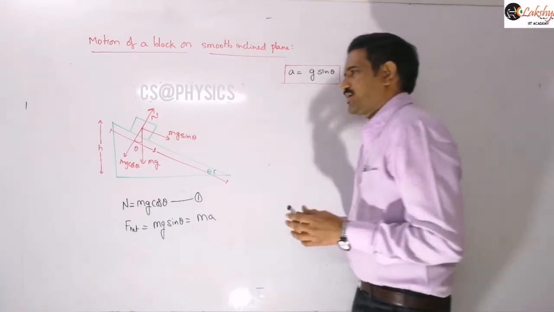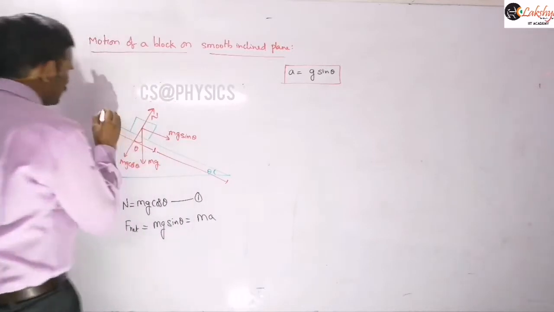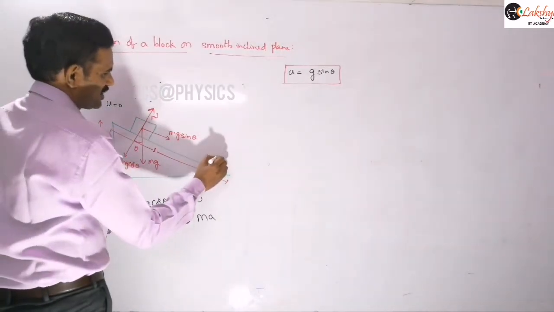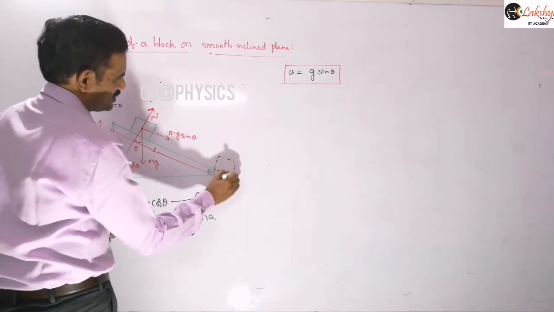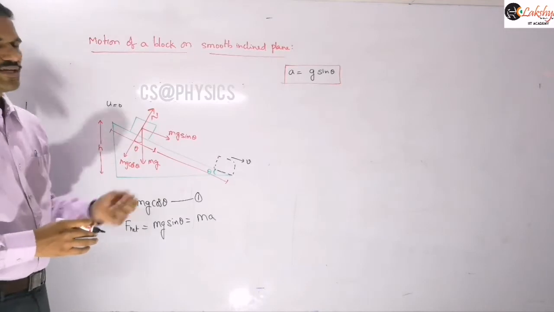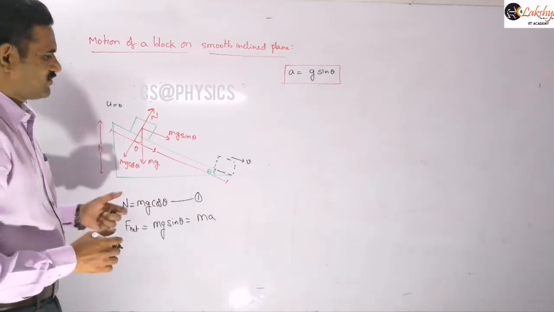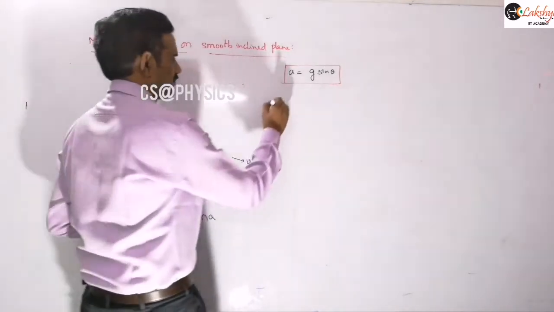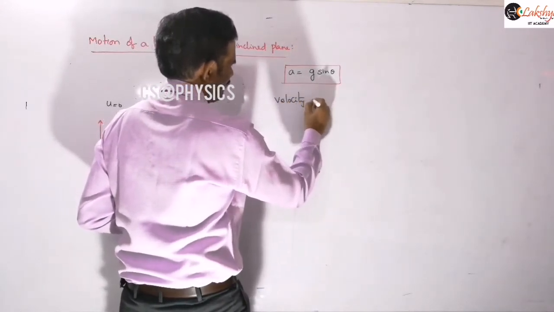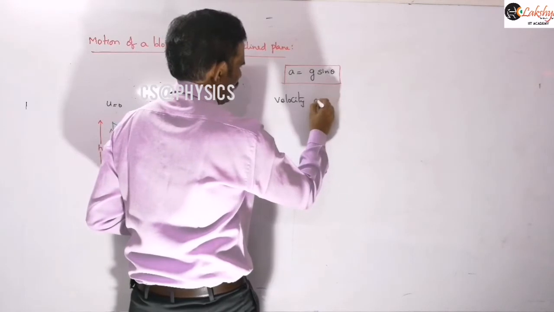So we are assuming that here the initial velocity is 0, the body is released from rest. Suppose this block reaches the bottom with some velocity v. Now to calculate that velocity, we can apply v square minus u square is equal to 2as. So the velocity at the bottom.